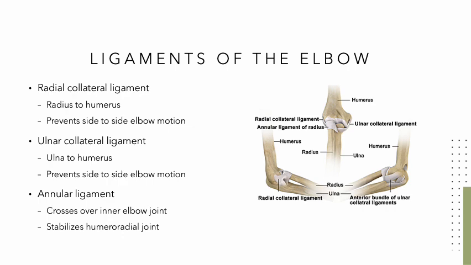Then you have this thing called the annular ligament, and this basically goes over the head of the radius and then over the ulna. It kind of just wraps right around the head and goes across the elbow transverse-ways, like side to side.